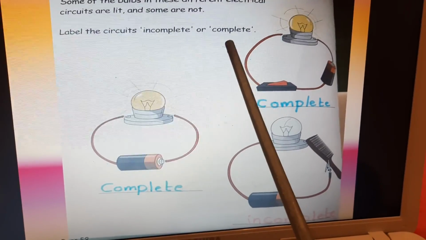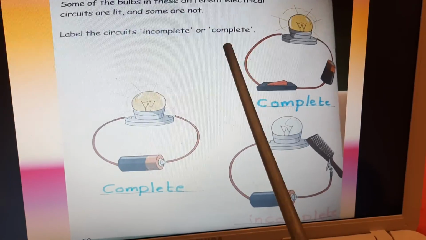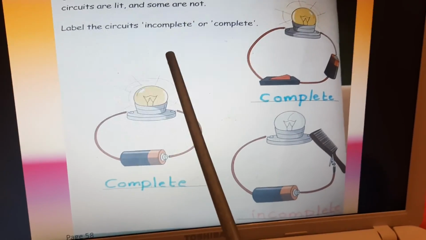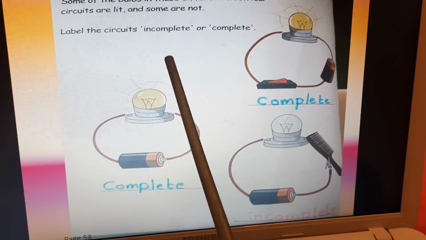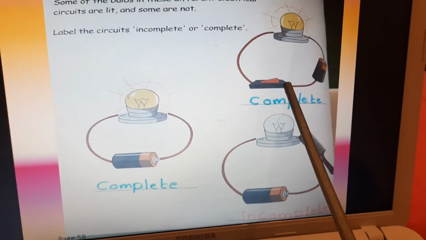Now, complete means الدارة المغلقة أو التامة. So, the bulb will light. سوف تضيء اللمبة. Incomplete, دارة غير تامة أو غير مغلقة, ليست مغلقة. So, the bulb will not light. لن تضيء. Look at here, please.